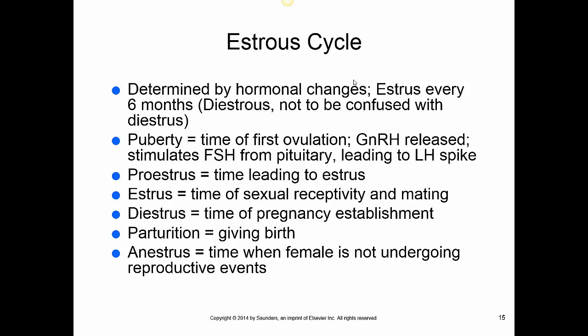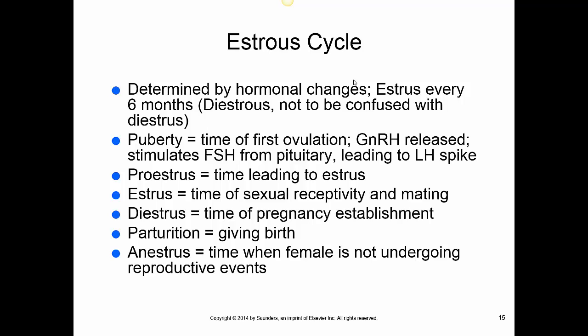But the main thing that you need to take away is that dogs come in on an average of every 6 months. That's one reason why we like to spay a lot of times dogs before they reach the age of 6 months, because we can spay them before they ever go through their first estrus cycle. So puberty is going to be the time of their first heat cycle and first ovulation.